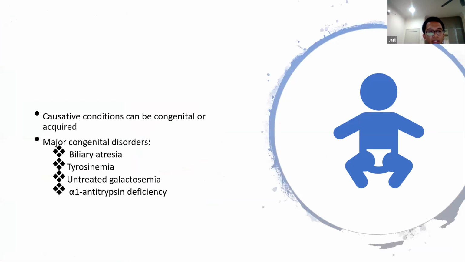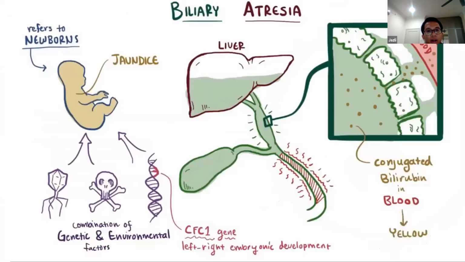So for the major congenital disorders, it would be things such as biliary atresia, tyrosinemia, untreated galactosemia, or alpha-1 antitrypsin deficiency. I would like to focus on biliary atresia. In biliary atresia, you have atresia of the biliary duct. So when you have the atresia, you have a form of obstruction. When the flow is obstructed, you have a lot of conjugated bilirubin in the blood, which can cause the patient to have jaundice. And apart from that, mainly it can cause liver failure.